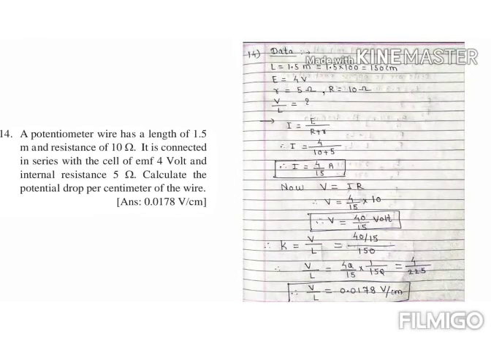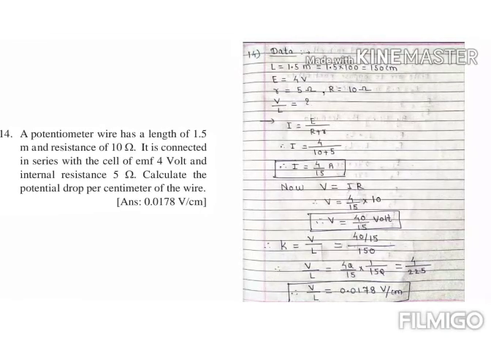From the data given in the numerical, we have to find potential drop per centimeter of the wire. In the data, capital L is equal to 1.5 meter, which is equal to 150 centimeter. Capital R is equal to 10 ohm.